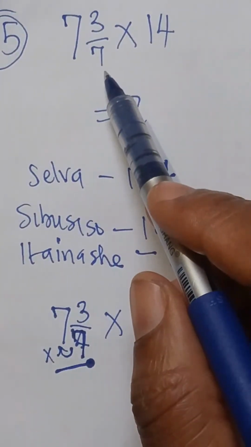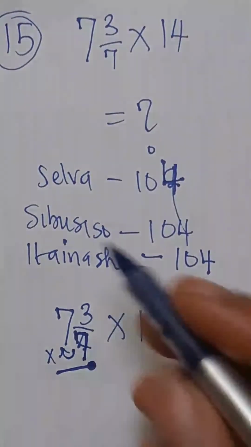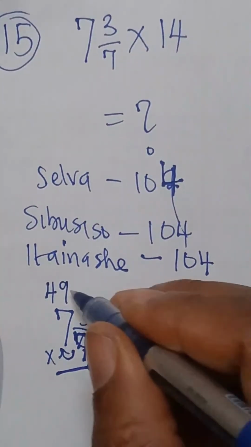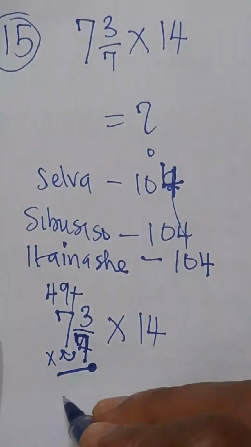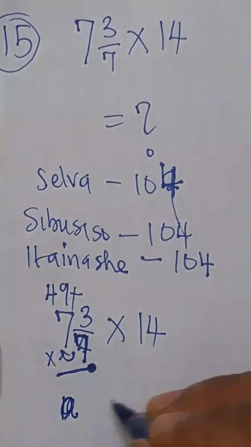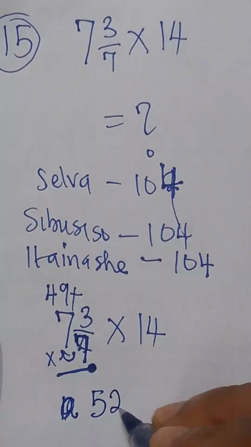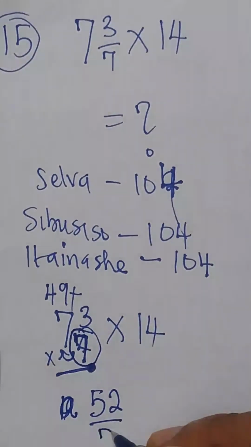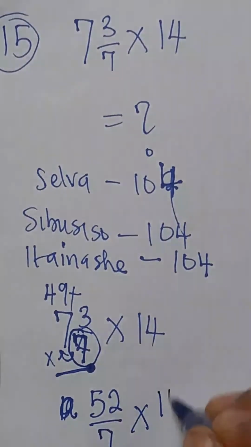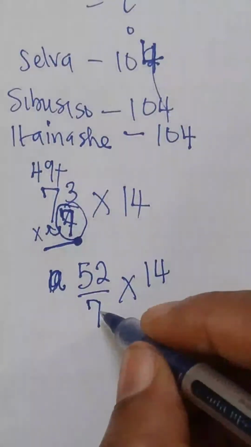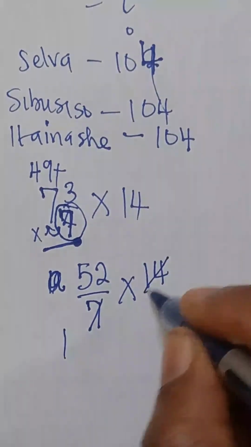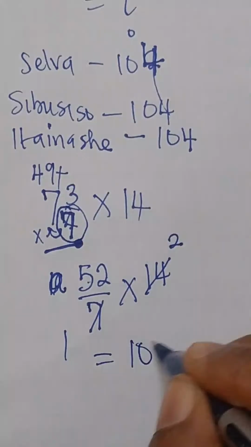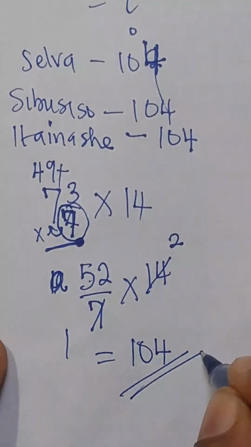This is 7 here. Okay, so 7 times 7 is 49. 49 plus 3 is 52 all over 7. This is the denominator there, times 14. Okay, 7 divided here will give us 1. 7 divided here will give us 2. So we have 52 times 2 is 104. And this is the correct answer.